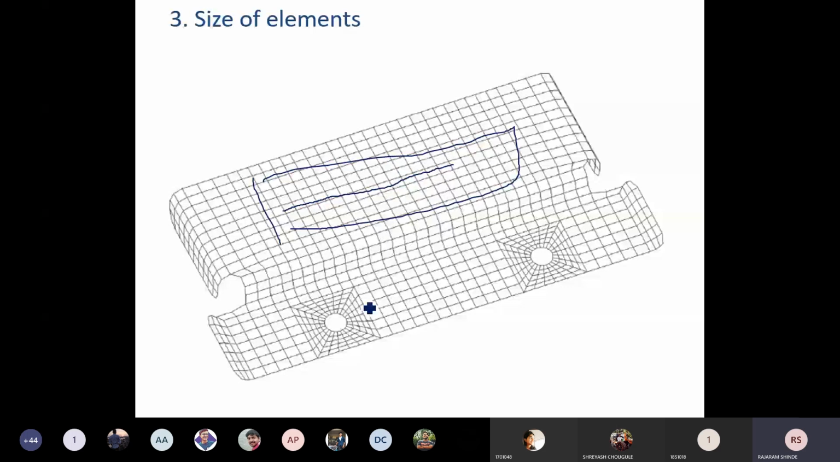But if we go to this location, at this location there is a sudden variation in the results. Okay. Now here you have to use smaller elements, and at this location you can use bigger elements. In this way we can optimize the size of elements and you can optimize the number of elements. Okay.